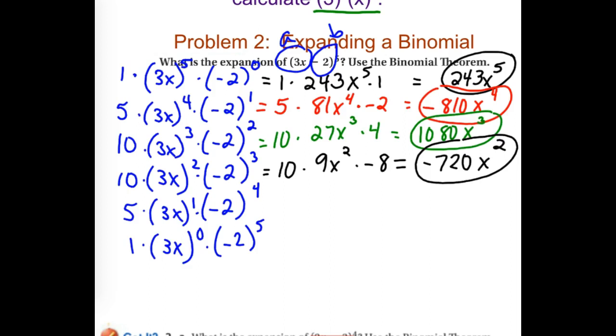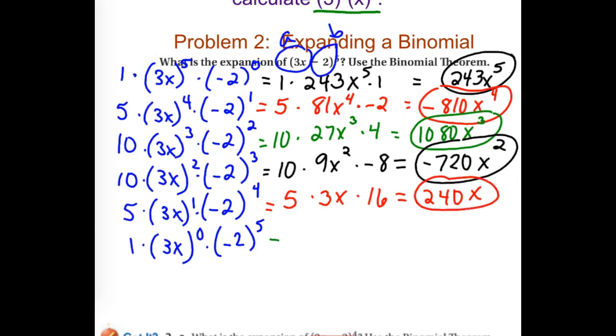All right, next row. We've got 5. 3x to the 1st is just 3x. Negative 2 to the 4th. Is that going to be positive or negative? Everybody, come on. Positive. All right, 2 to the 4th is 16. So now I need 5 times 3 times 16. 15 times 16. What do we get? 240 with 1x. 240x.